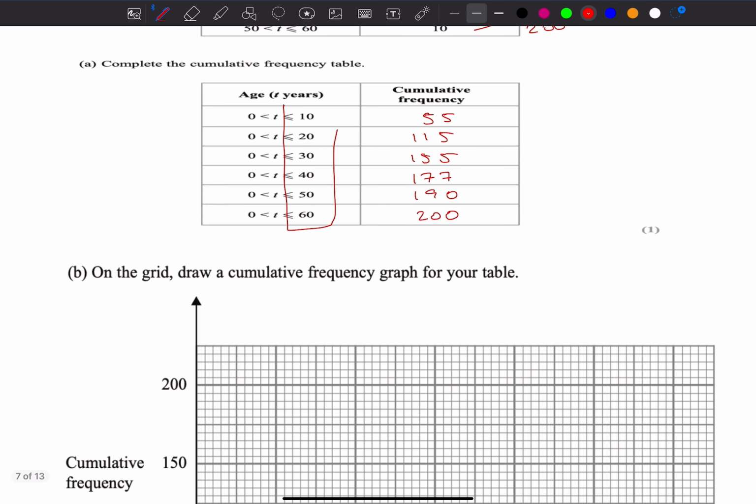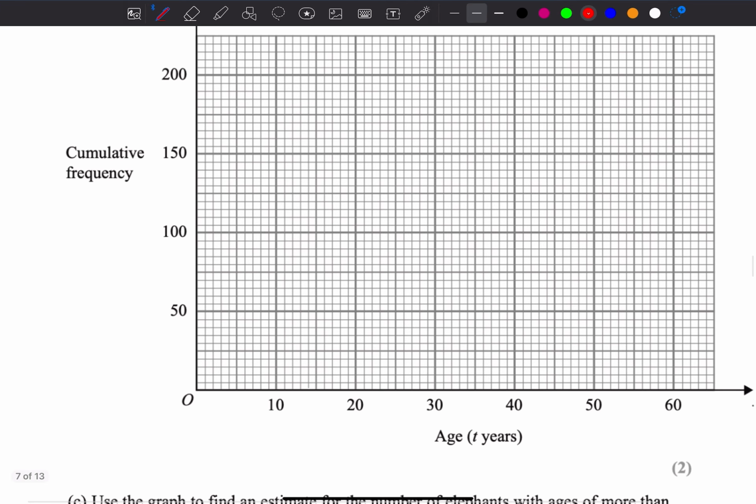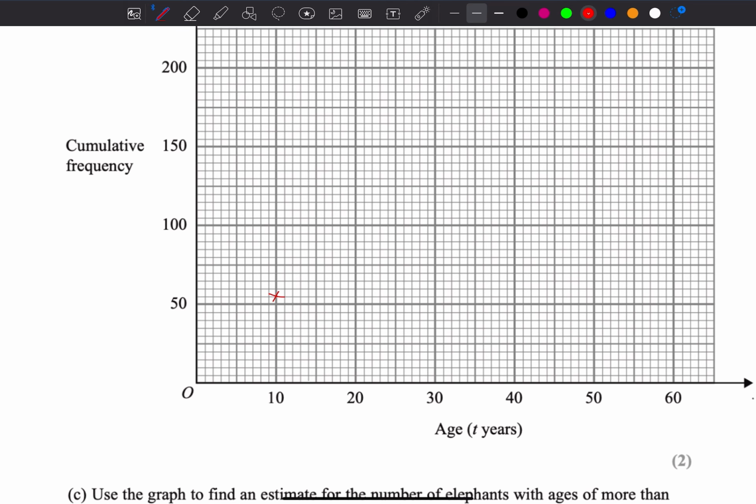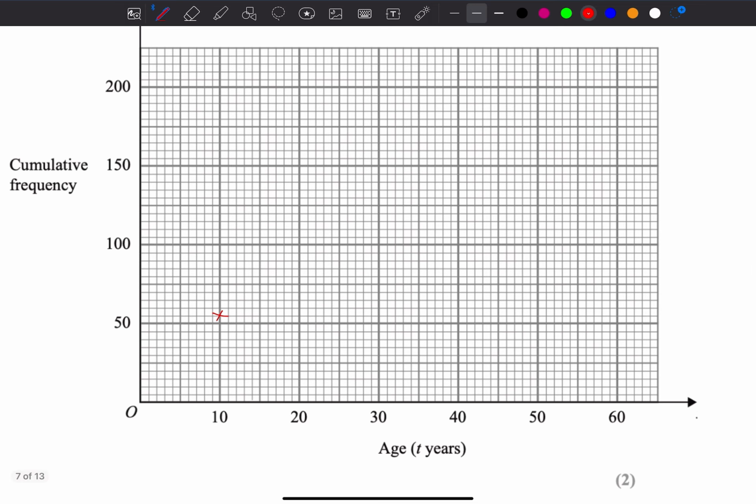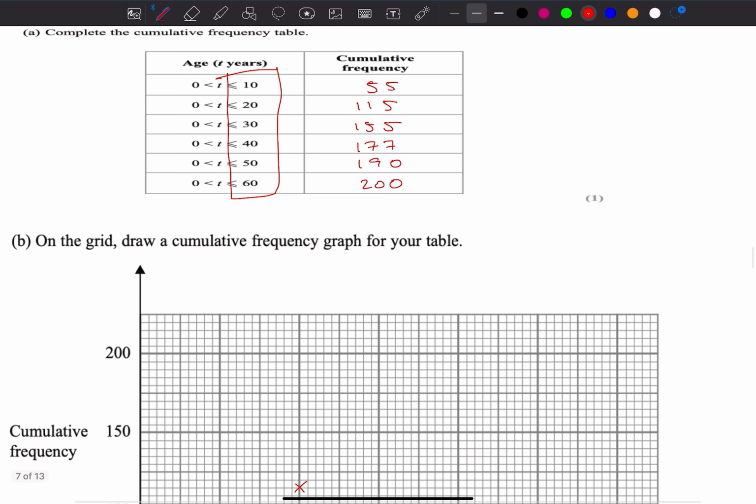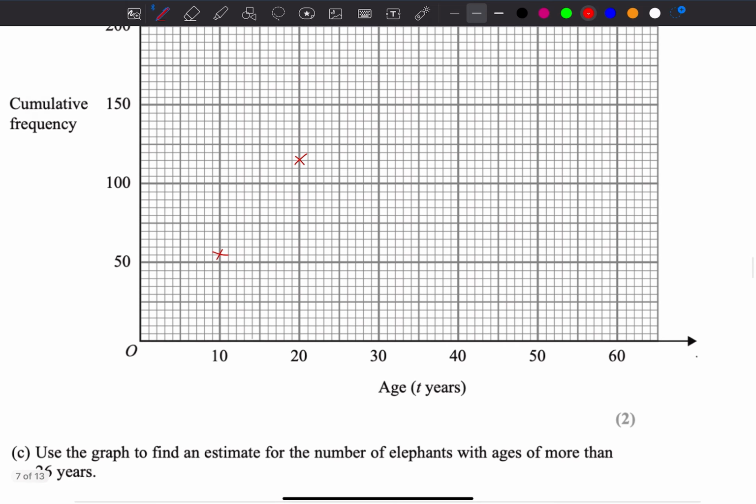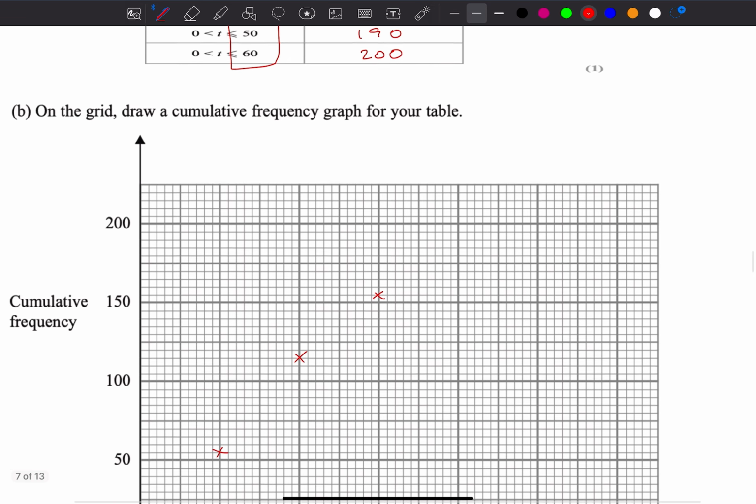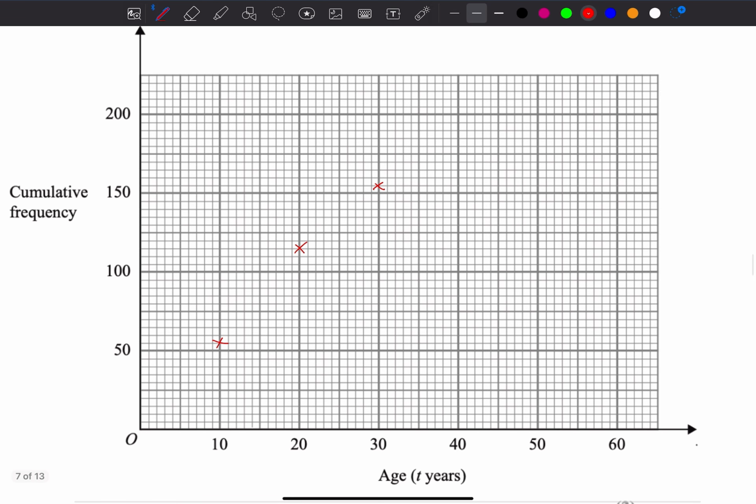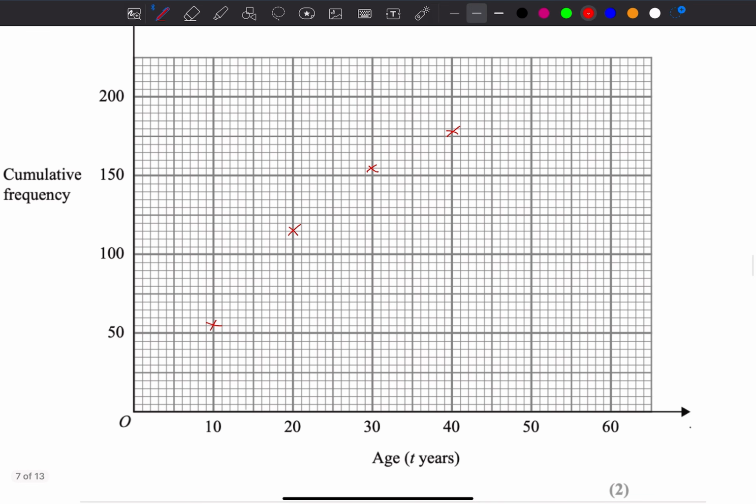So you must always make sure you do it here. 10 and 55. It goes up in 5, so 10 and 55. 20 and 115, which is here. After that, 155, which is there. Then it's 177, roughly here. 190 is here. 200 is here.